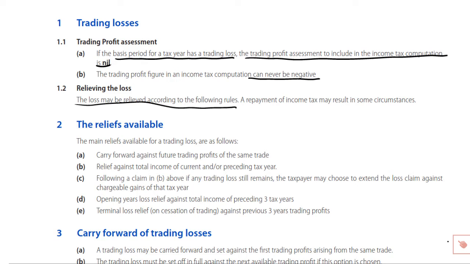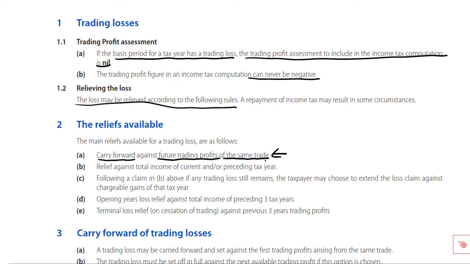So what are these options? For any business, any individual here, if they make a loss for an accounting period, one option is to carry forward. And if we carry forward, then you are restricted against future trading profits of the same trade. So carry forward. If you do so, then you go forward against the future trading profits of the same trade.